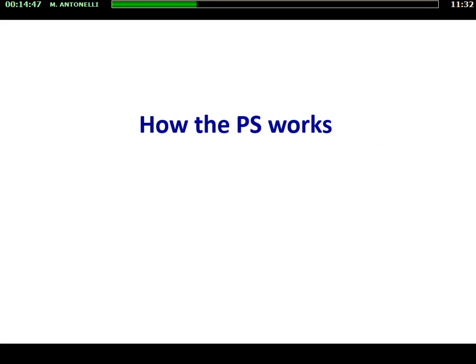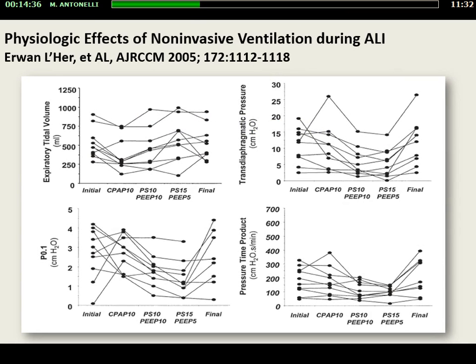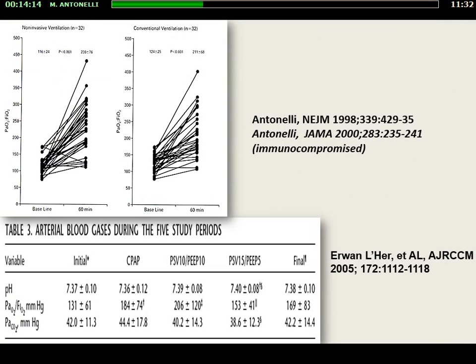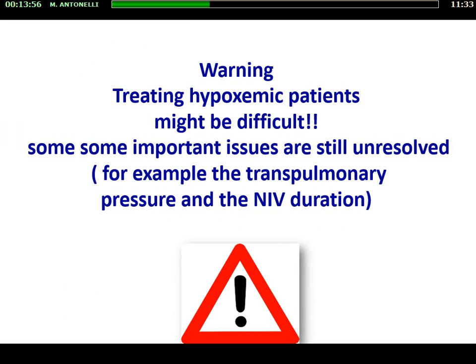But let's have a look at how pressure support, which is the most classical mode of ventilation, works. We know from the French studies that pressure support is a very active and very productive modality of ventilation to reduce the work of breathing, the transdiaphragmatic pressure and the pressure-time product, as expressions of the workload of the respiratory muscles. This kind of mechanical ventilation, given non-invasively, is also capable of efficiently improving oxygenation and the elimination of CO2, both in physiological and in clinical studies.